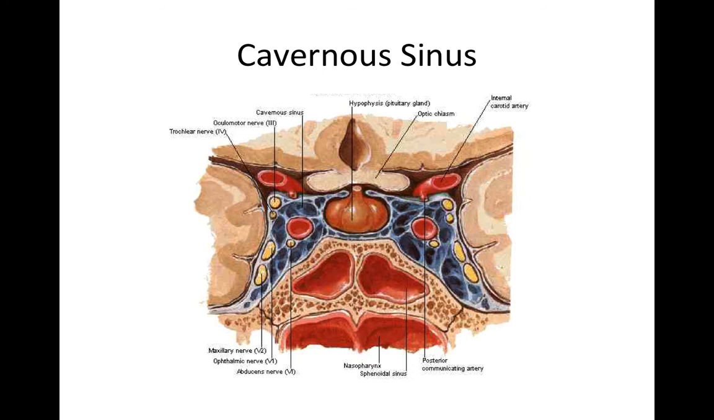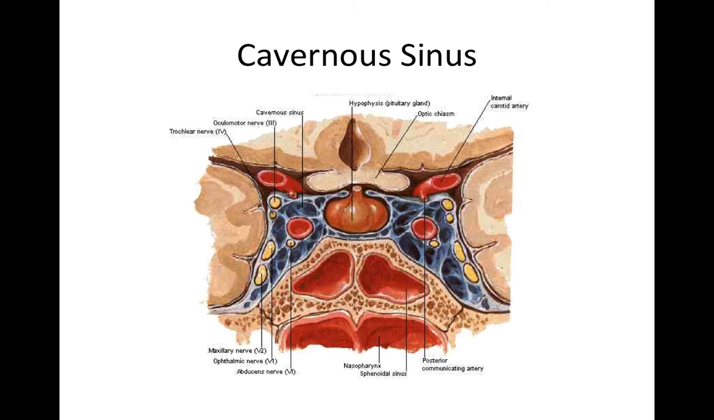Now, the cavernous sinus is an important aspect of the cranial nerves for extraocular muscles. When you look at this sagittal section of the cavernous sinus, what you'll notice is that cranial nerve 6 passes through here, 2 portions of cranial nerve 5, cranial nerve 3, and cranial nerve 4. Okay? You also have the internal carotid artery within the cavernous sinus as well.